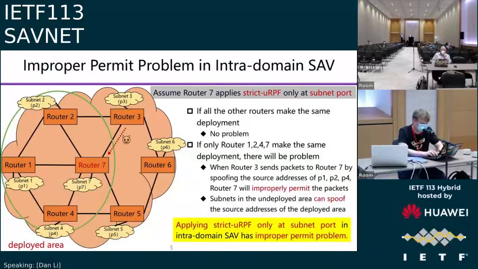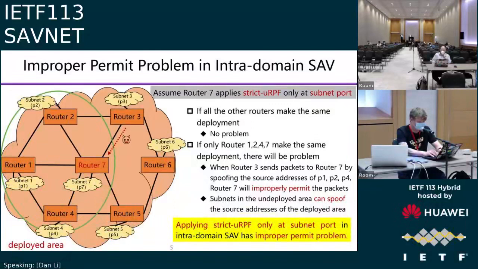However, in practice, we cannot require that all the routers make the same deployment. Let's assume that only routers 1, 2, 4, 7 make a deployment, and the other routers are in the undeployed area. There will be a problem. So let's see an example. When router 3 sends packets to router 7 by spoofing the source addresses of the deployed area, that is, spoofing the source addresses of P1, P2, P4, then router 7 will improperly permit these packets because router 7 does not enable URPF checking at its port connecting router 3.